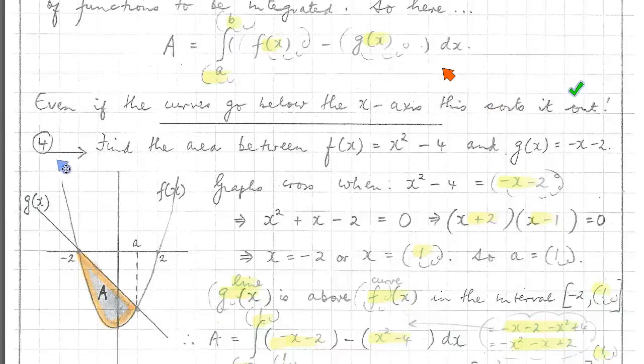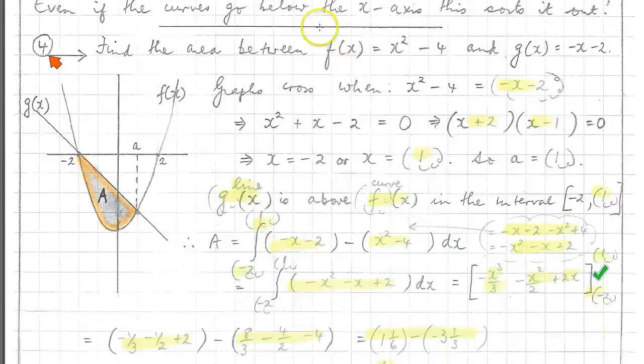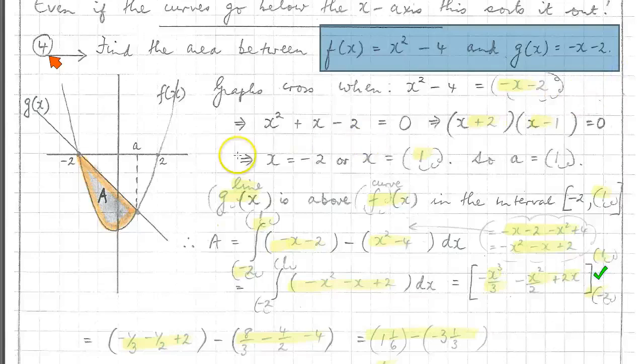Okay, so now we're going to try an example. Right, there we have it. Find the area between f of x equals x squared minus 4 and g of x equals minus x minus 2.